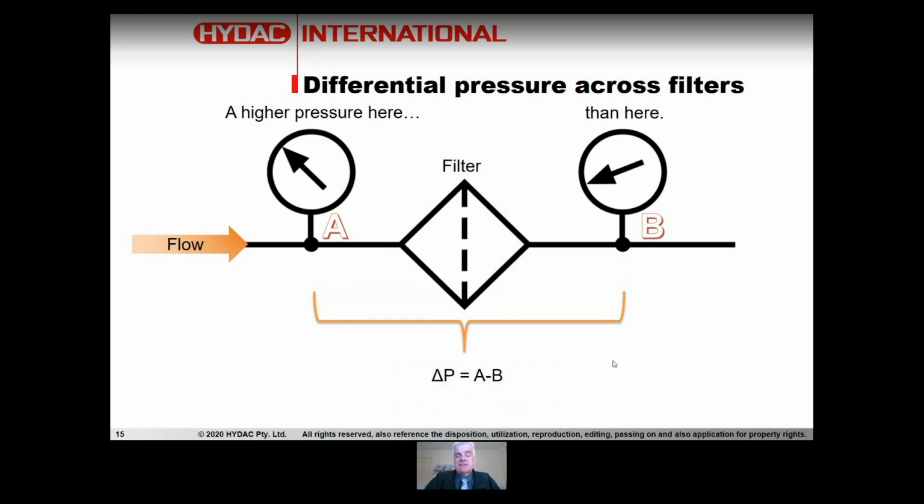Now, I want to also emphasize that there's a difference between the delta P pressure and, of course, the working pressure. The working pressure in the system, the maximum expected working pressure, can be quite high. Some of our filters are rated to 420 bar, but the differential pressure is always a lot lower than that. But with pressure filtration, you have pressure at point A and point B, so you need to be able to measure those two points.